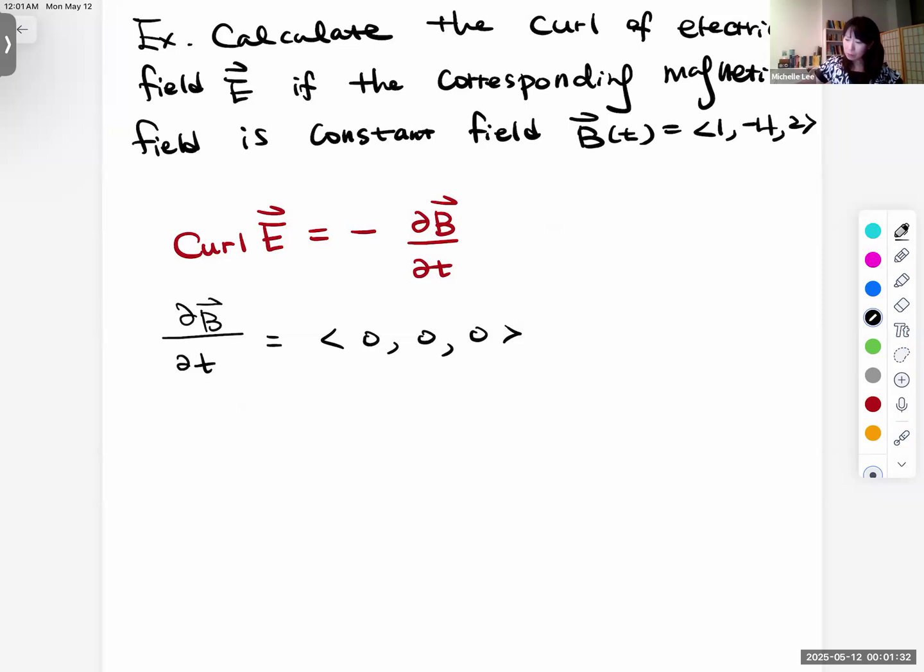So basically what this means is the cross product of del and the vector field E, the electric field, and with the negative, we still get 0. So if the curl of the vector field is 0, that means there is no curl, so they say there is no rotation. Okay, let me write down everything.